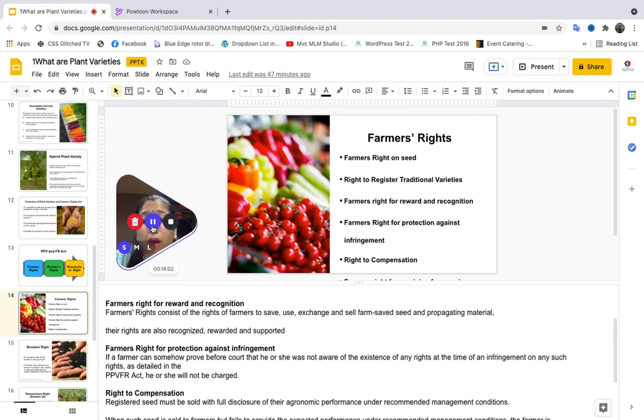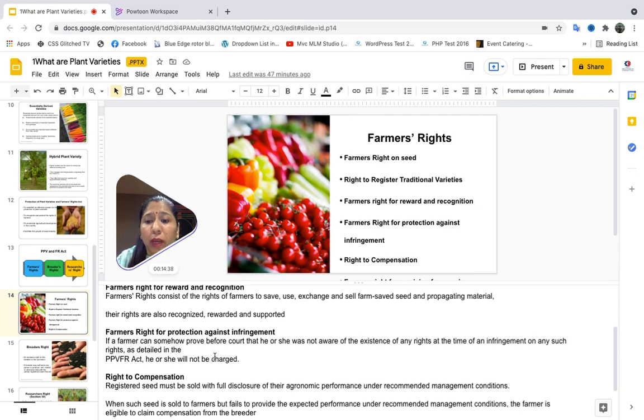Now, the fourth right is the farmer's right for protection against infringement. Now, what does this mean? If a farmer somehow proves before court that he or she was not aware that he or she was using a protected variety for production, they are given protection against infringement. They will not be charged by the government for unlawful infringement of another person's property.